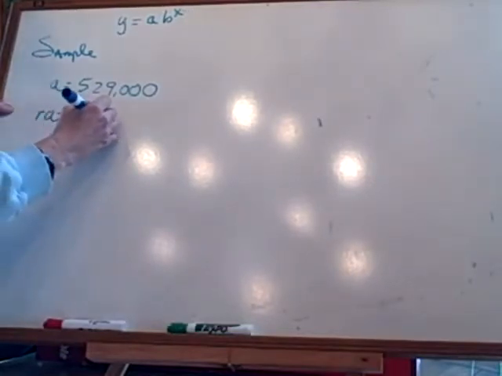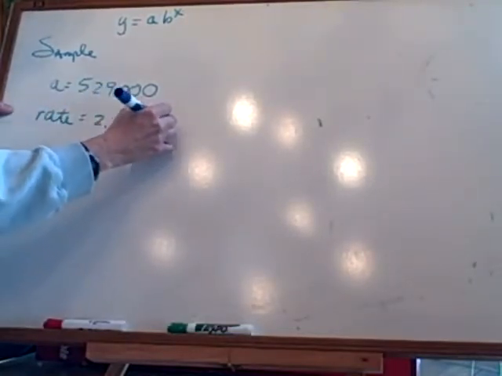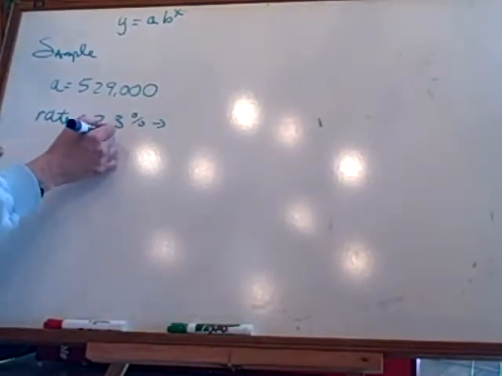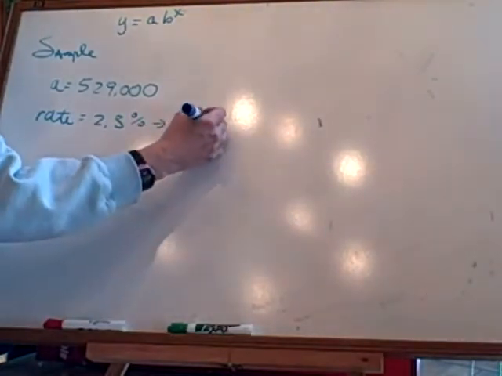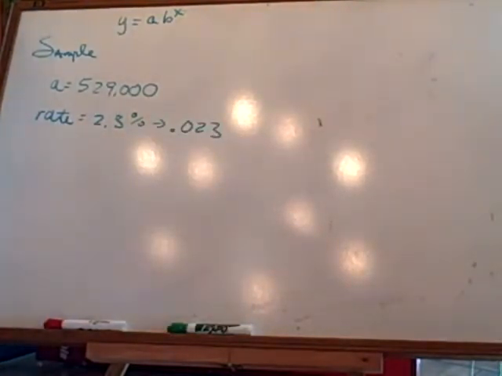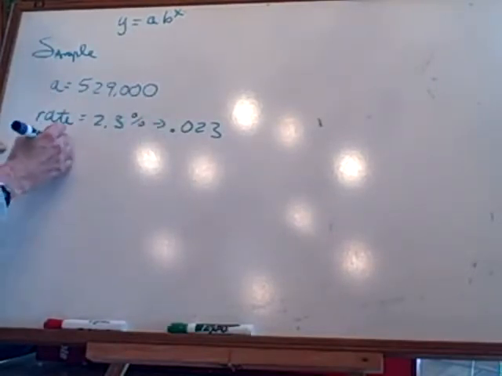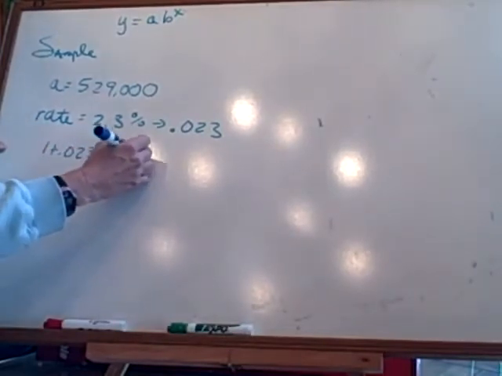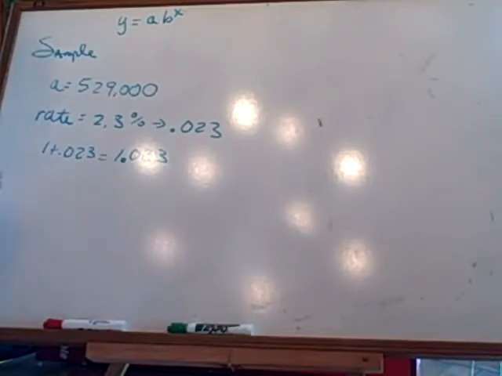Okay, my growth rate was given as 2.3%. The first thing you want to do is change your percents into decimals. That just means I drop my percent and move my decimal 2 places, and I end up with 0.023. So far, so good? Now, this is a growth, correct? So to find my growth factor, I add 1 to this number: 1 plus 0.023 gives 1.023. That's it so far. Okay.